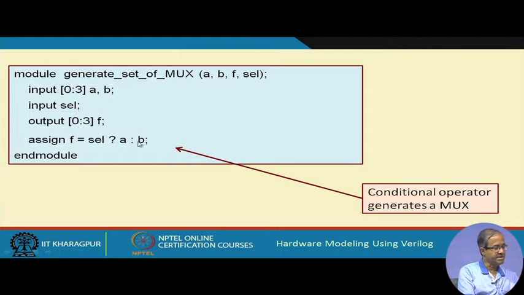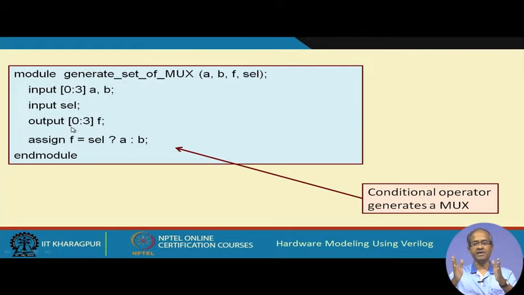In this conditional operator, we are saying that if sel is true, sel being a 1-bit value, that is, if it is 1, then you select A, else you select B. Select A means A will be assigned to F, otherwise B will be assigned to F. So what will happen here? Every conditional operator will generate a multiplexer, because it is if-then-else. But here A and B are both 4-bit vectors, and F is also a 4-bit vector.